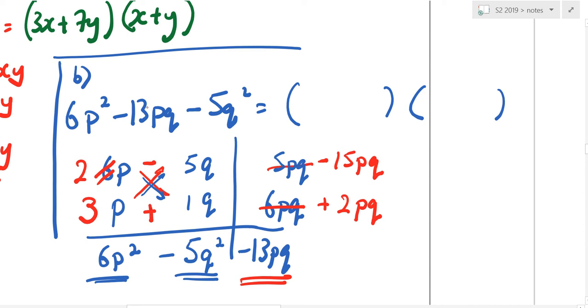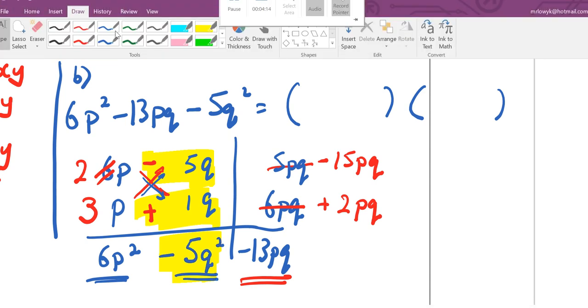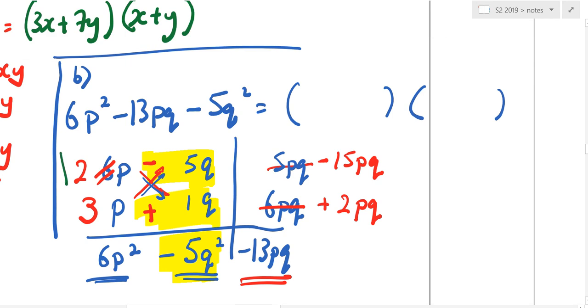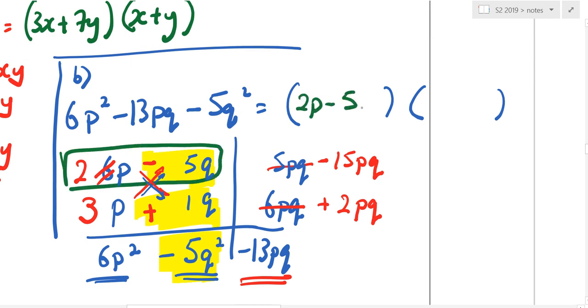Now I do a last check. Check what? Check that minus 5 times plus 1, is it minus 5q squared? Minus times plus is minus. Okay, this is very good. Now I'm ready to write down the two brackets. So I start. 2p minus 5q. Next one, 3p plus q. Do you follow so far?